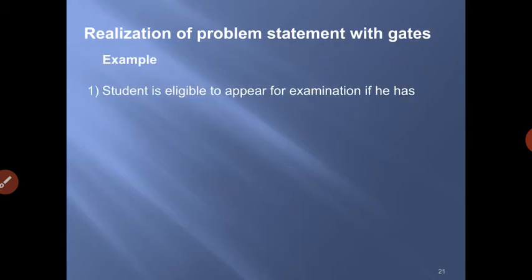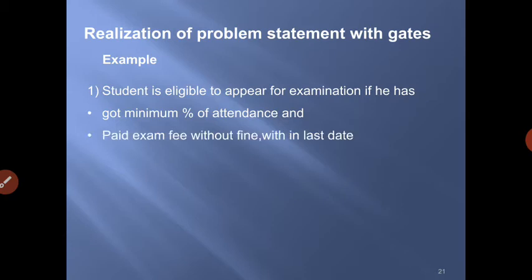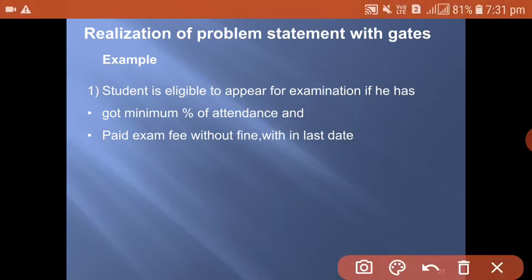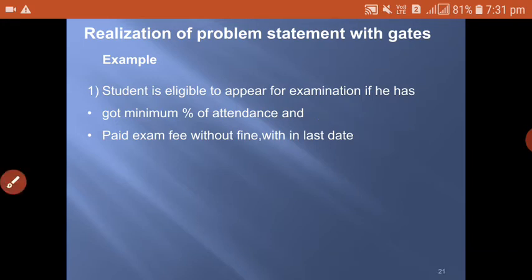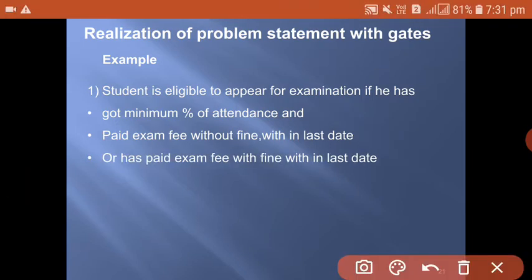We will see one example of eligibility of a student to appear for examination. So a student will be appearing for examination if he is eligible, and a student is eligible to appear for examination if he has got minimum percentage of marks. So this is the first condition, and paid exam fee without fine within last date. This is the second condition. And what is the third condition? Or has paid exam fee with fine within last date. So this is the third condition. So these are the three conditions.